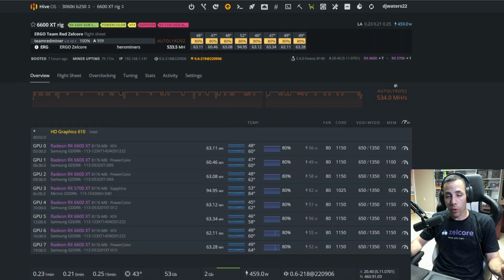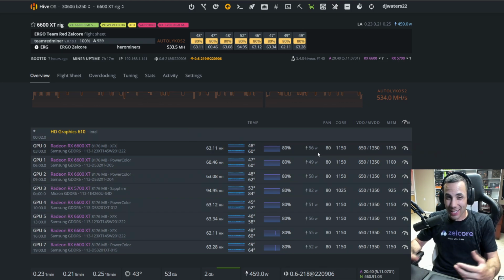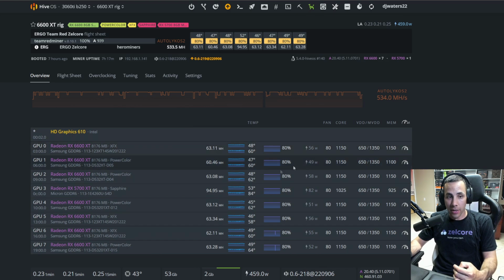According to Hive, I am getting over 62 mega hash on most of these, and that's at 50 watts, 60 watts. AMD always kind of lies, though, to be honest with you, on the software. So take it with a grain of salt, but I'm sure it's under what WhatToMine is saying. So yeah, those are the overclocks for that.